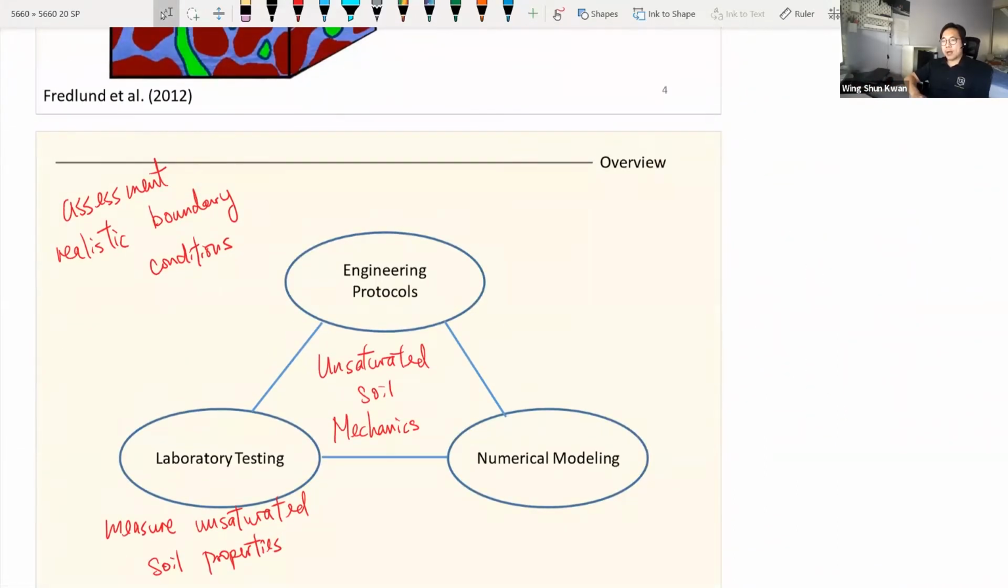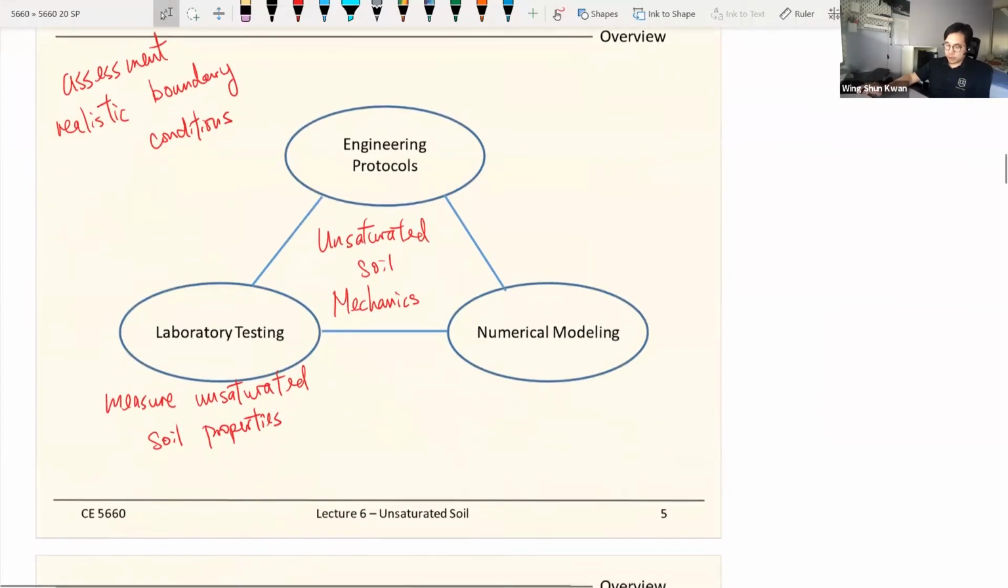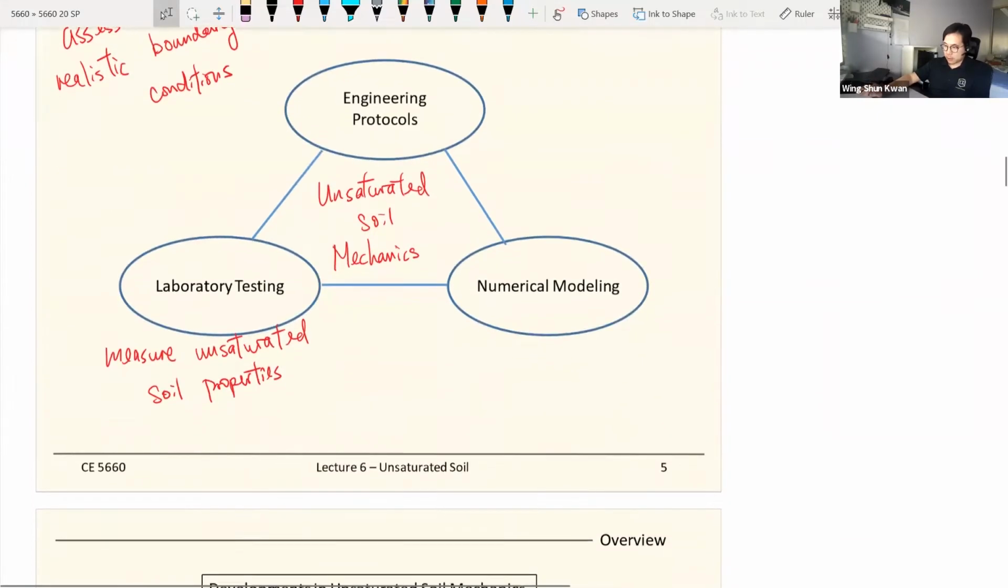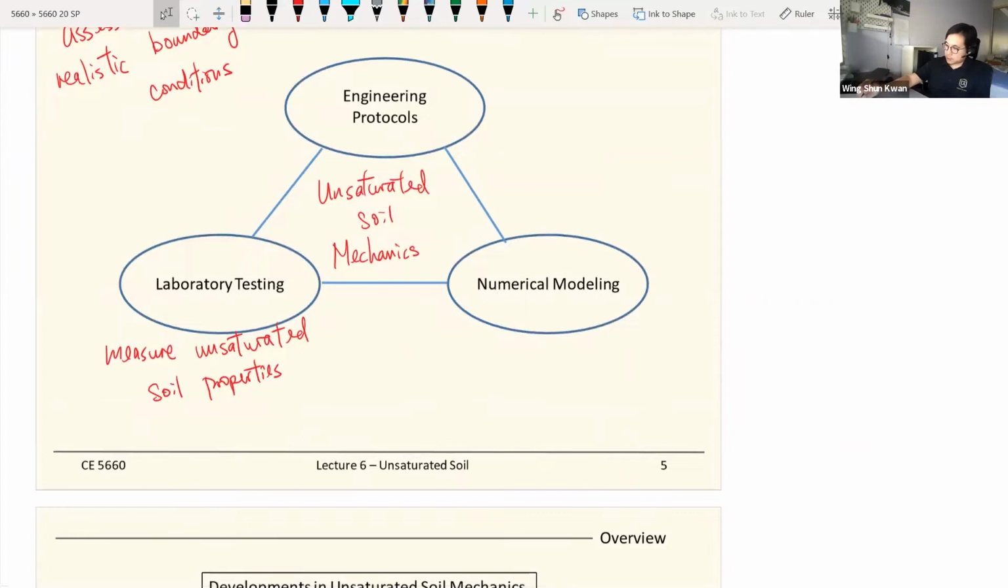So knowing the boundary will help you to do the numerical modeling, because essentially what this is, is just the solving of nonlinear partial differential equations.